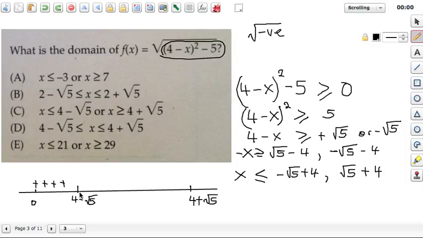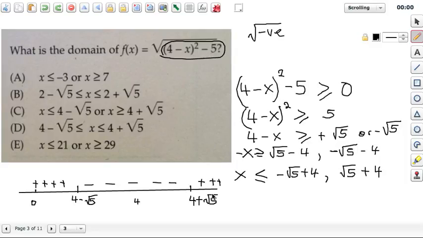Okay, so testing in between here, let's say we picked 4 to test. 4 minus 4 is 0. 0 squared is 0. 0 minus 5 is negative. So in this region, your inequality is negative. So let's say you picked a large number, say 10. If you plugged it in here, you'll find that the answer here would be positive. So this region is positive here.